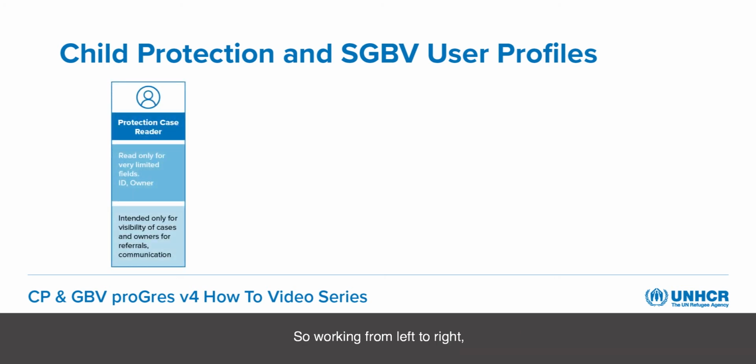So working from left to right, the protection case reader. This is a new role that we have developed, and it is intended to allow for individuals not in the child protection or GBV unit to identify if a child protection or GBV case exists. Normally, this would be someone you might think at a protection desk or at a registration desk. And what this would allow is for someone to search within an individual. And if they were given this role, they could see that there is an ID for a case and who owns that case. Nothing else.